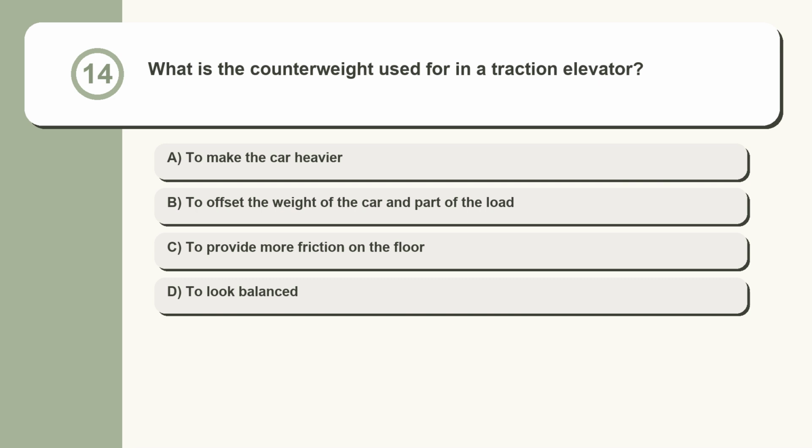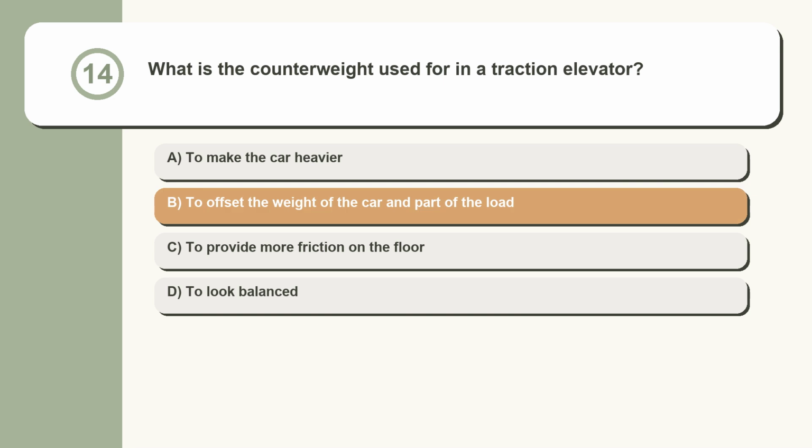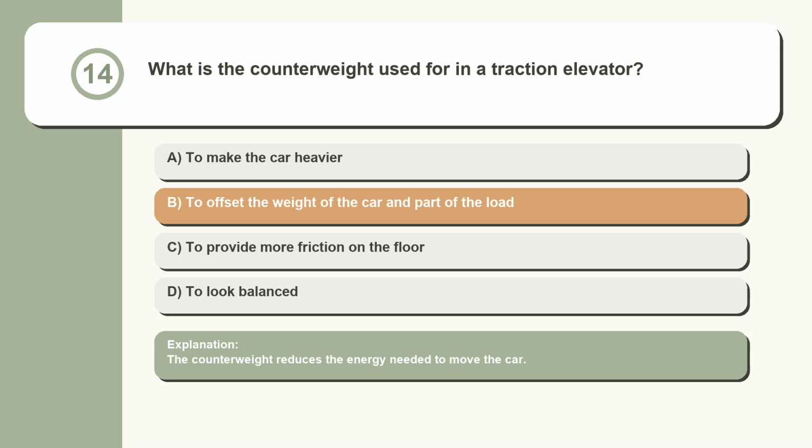Question 14. What is the counterweight used for in a traction elevator? To make the car heavier, to offset the weight of the car and part of the load, to provide more friction on the floor, to look balanced. The counterweight reduces the energy needed to move the car.